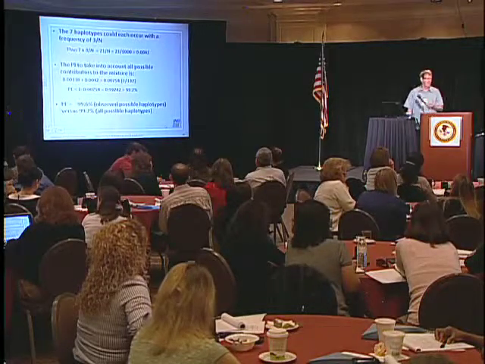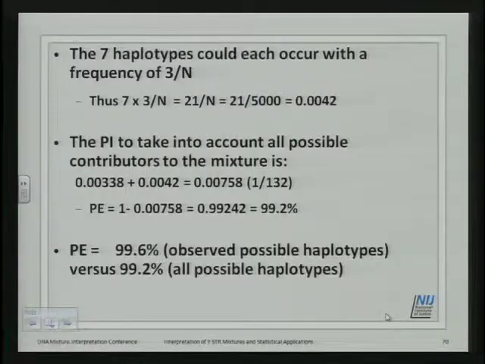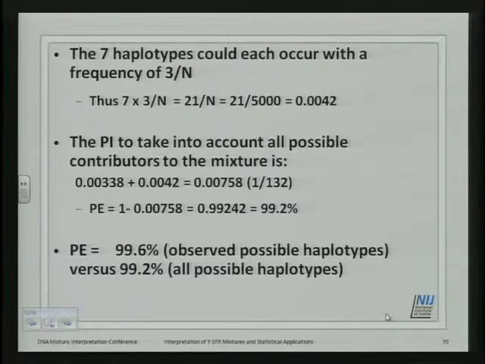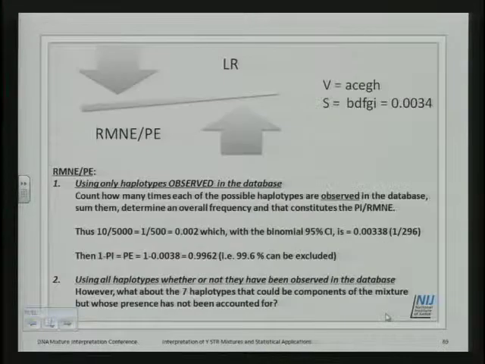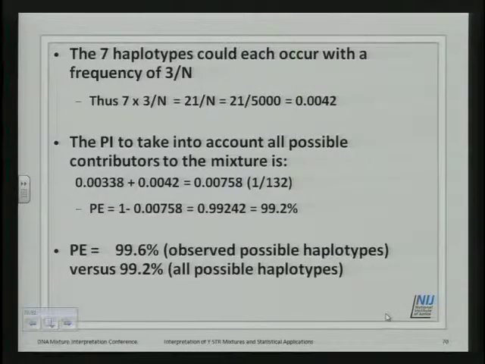So by taking into account the classes of haplotype that could be part of the mixture but are unobserved in the database, it's 99.2% excluded versus 99.6% otherwise. So there's a difference, right? From 1 in 296 people to 1 in 130 people. Now, this is just used as an example. I can imagine situations where the discrepancy is much greater than that, because I've only used a small number of loci here, not 17 loci.